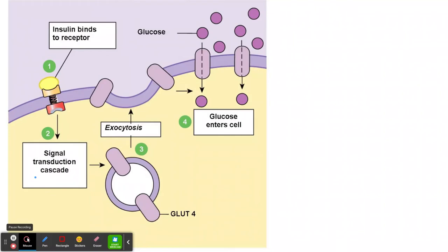Well, the body is ingenious, right? The body will store the glucose as glycogen, and we'll talk about that in a minute. And it's going to be stored in the liver. So if there's excess sugar, excess glucose, it'll be stored in the liver and in the muscles, primarily the liver, as glycogen.